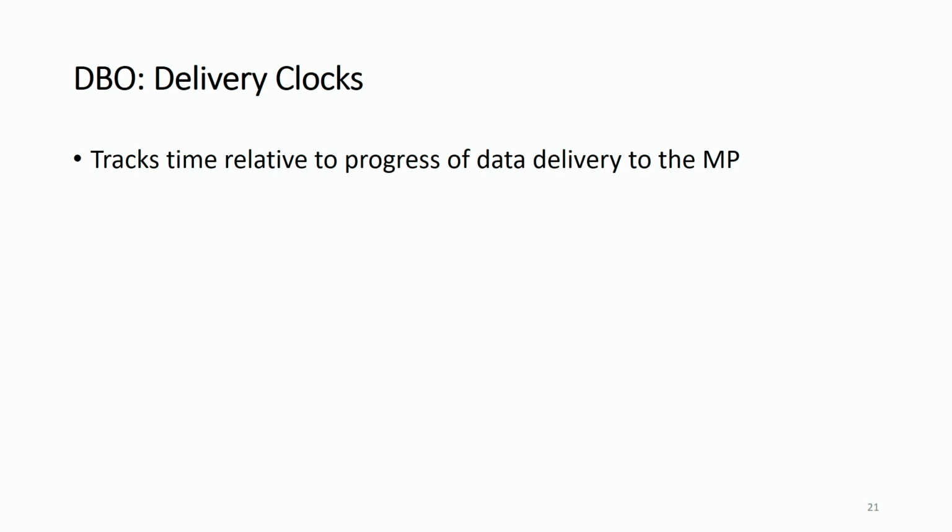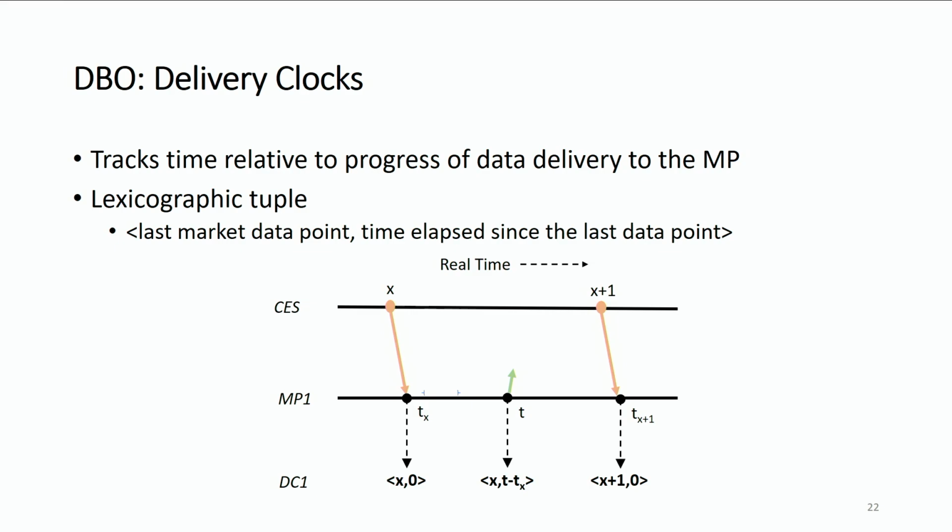At a very high level, delivery clocks track time relative to the delivery of market data at the participant. Formally, delivery clock is a lexicographical tuple where the first element corresponds to the last data point delivered to the participant. The second entry measures the time elapsed since the delivery of the last market data point.